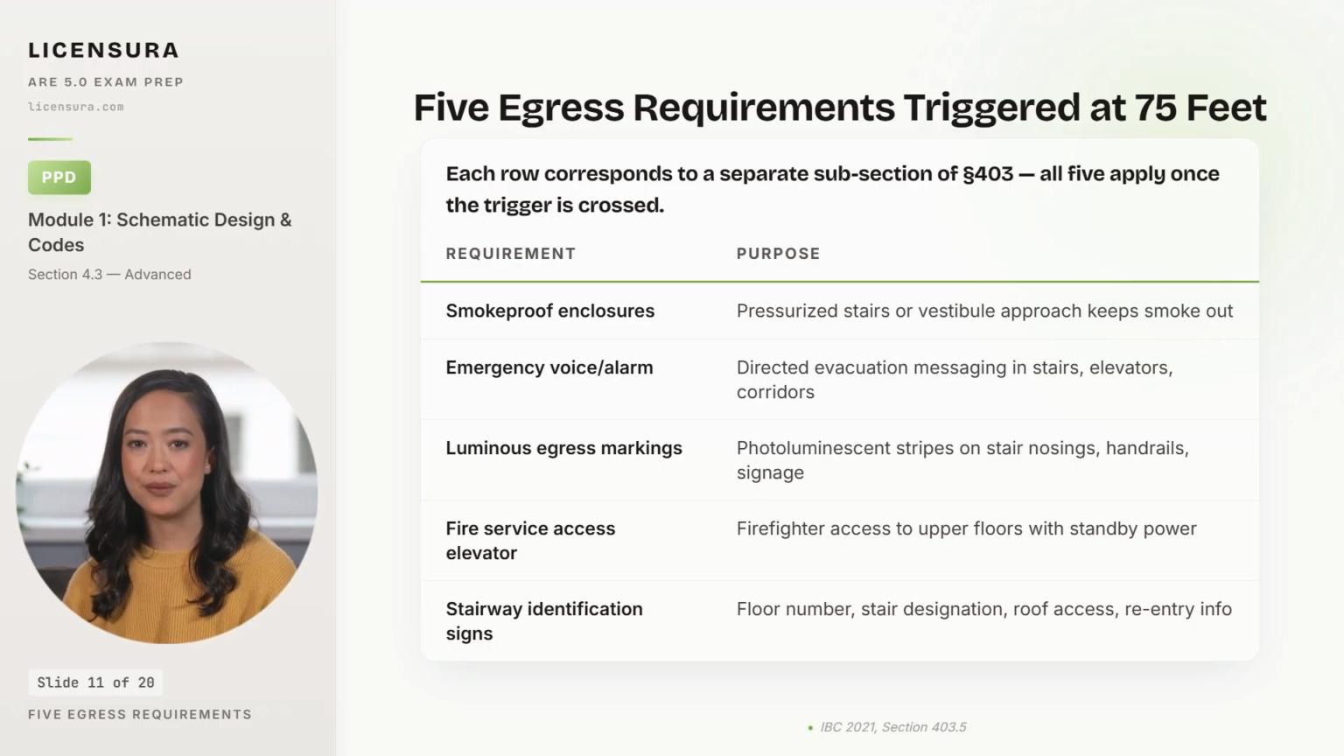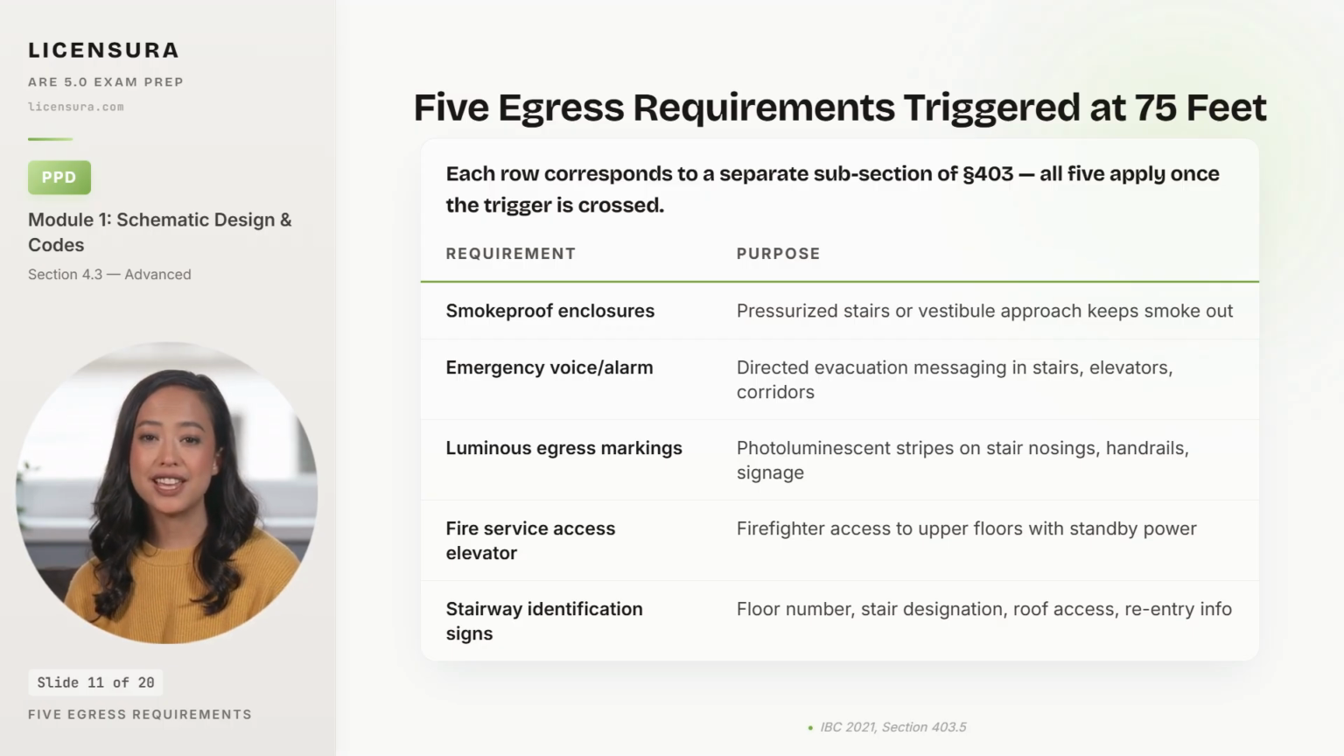Every exit stair becomes a pressurized stair or gets a vestibule approach, so positive pressure inside the stair shaft keeps smoke from entering during an evacuation. Second, emergency voice and alarm. Speakers in stairs, elevators, corridors, and common spaces so the fire command center can direct phased evacuation rather than dumping everyone into the stairs simultaneously.